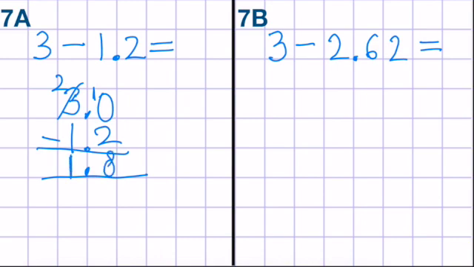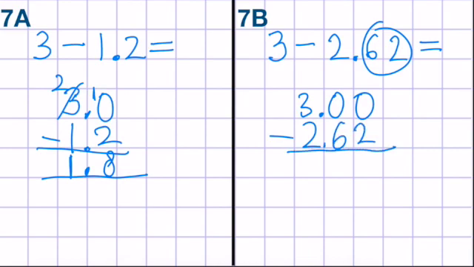Let's look at 7B. 3 subtract 2.62. So there are 2 decimal places here. So that's going to become 3.00 subtract 2.62. Make sure I put a decimal place in my answer box.